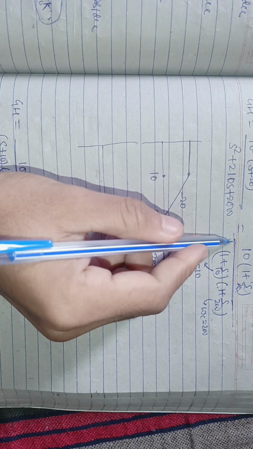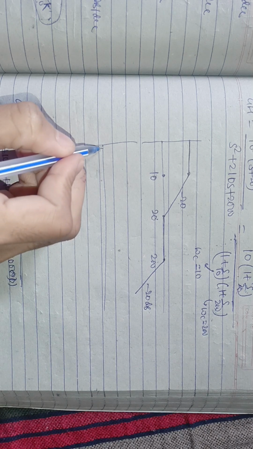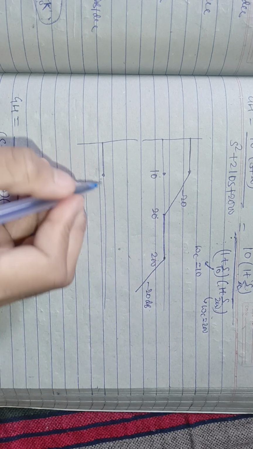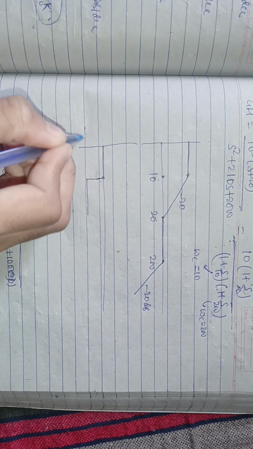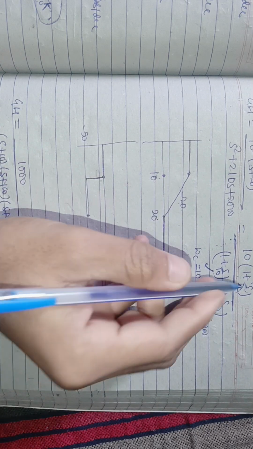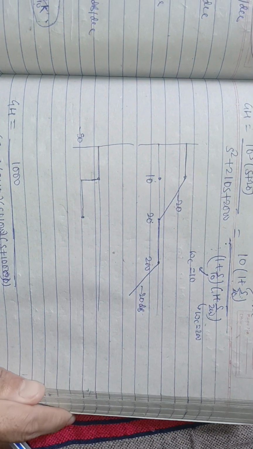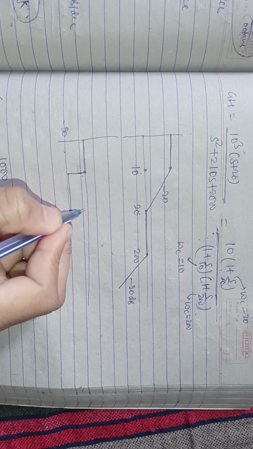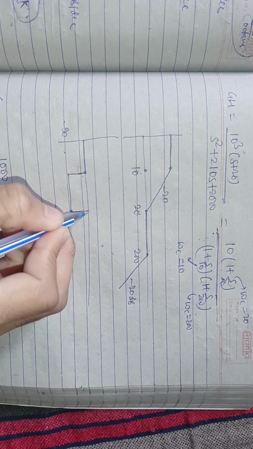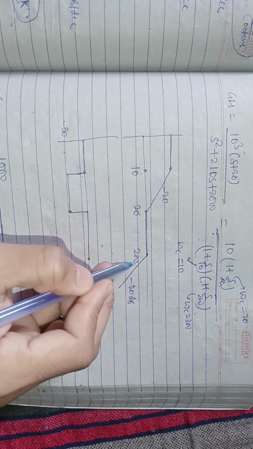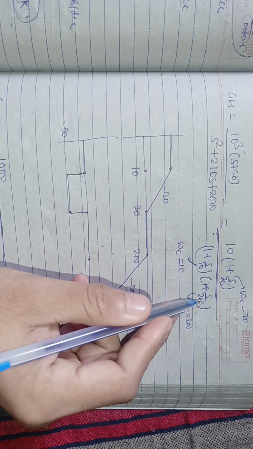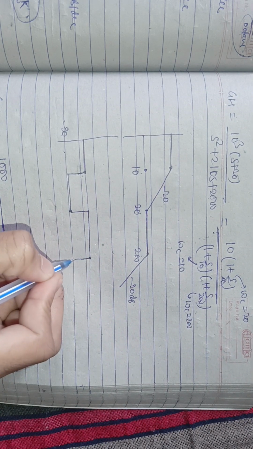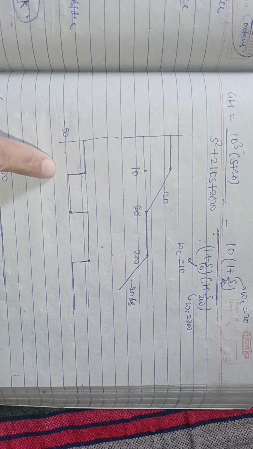For the phase, initially no zeros and no poles are present, so the initial slope will be 0. At omega equal to 10, one pole is there, so one pole contributes minus 90 degrees. At omega equal to 20, one zero contributes plus 90, so minus 90 and plus 90 becomes 0. At omega equal to 200, one pole contributes minus 90, so it becomes like this. So this is the phase plot.